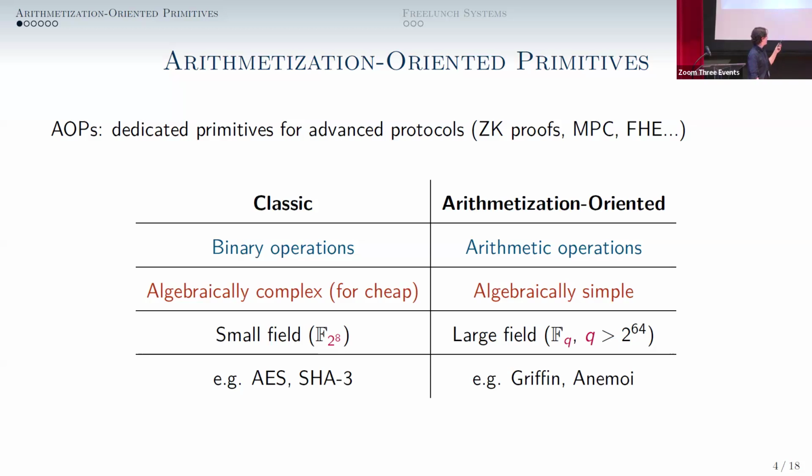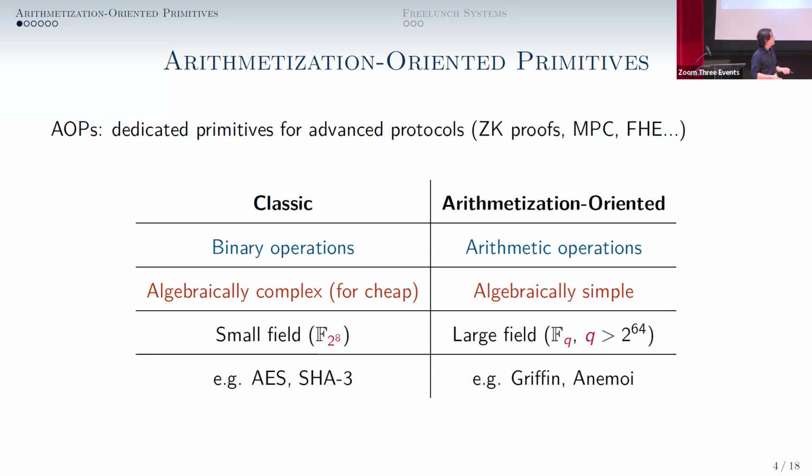Classically, you have operations that are binary, efficient on a computer. And from the point of view of algebraic cryptanalysis, you don't see a lot of algebraic cryptanalysis necessarily to cryptanalyze classic ciphers, because you can get pretty algebraically complex operations for cheap, like the S-box of the AES, for example. And usually they're defined over small fields, so F2 to the 8, which is bytes. But now, for the sake of these advanced protocols, we have to define primitives that have just arithmetic operations that need to be by design algebraically simple. And it turns out that in the end, that means that algebraic cryptanalysis ends up being the most potent kind of cryptanalysis against these primitives.